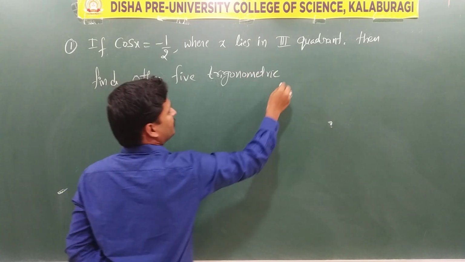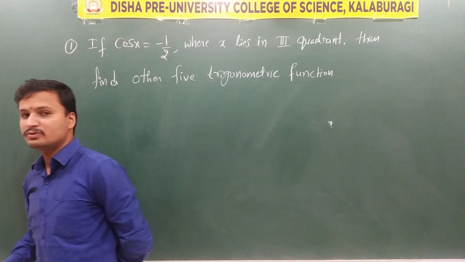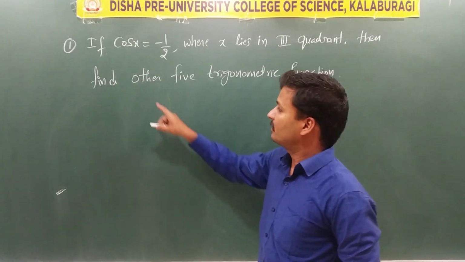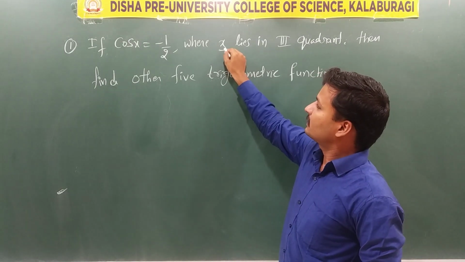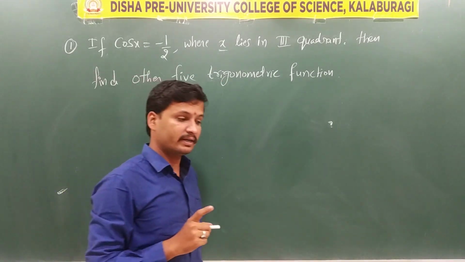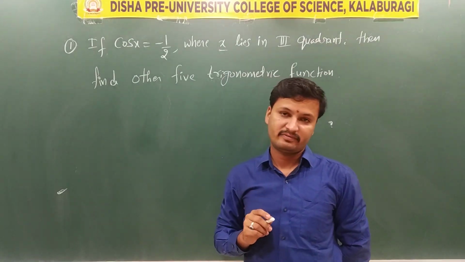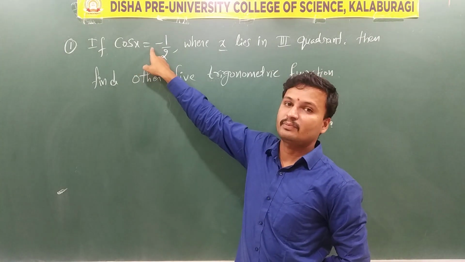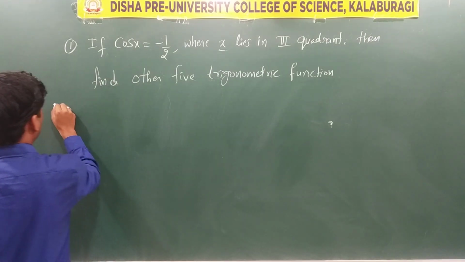Okay, so here the question is given one function, that is cos x is equal to minus 1 by 2, and find the other 5 trigonometric functions. The condition is that angle x lies in the third quadrant. We know already in the third quadrant only tan and cot are positive and the remaining functions are negative. That means here obviously the cos function is negative, that is minus 1 by 2. Write down the solution.